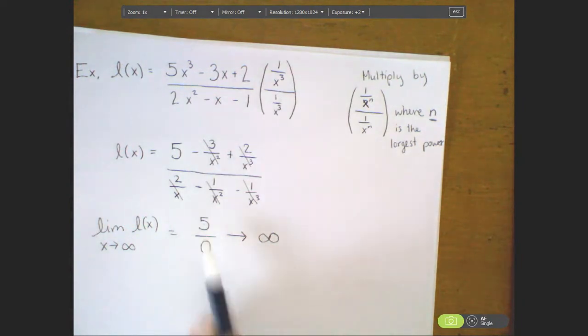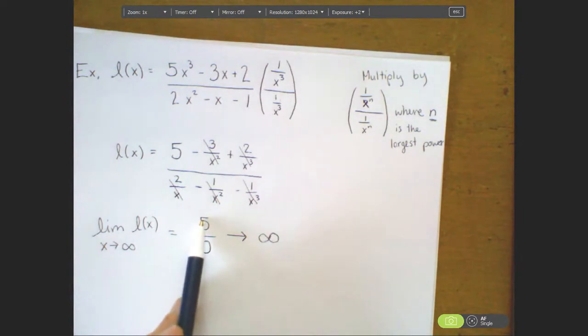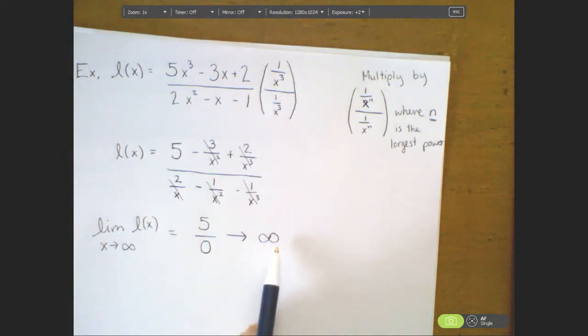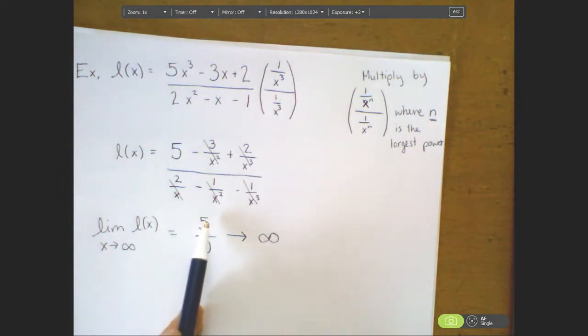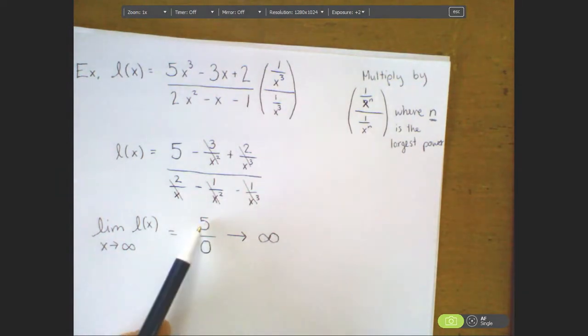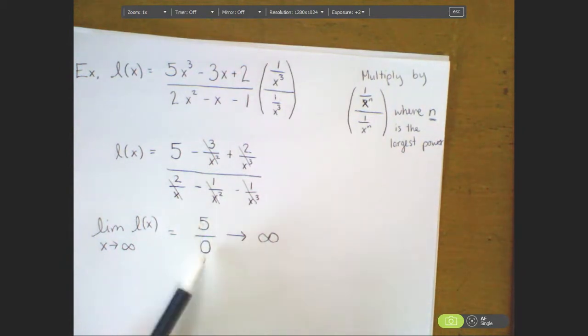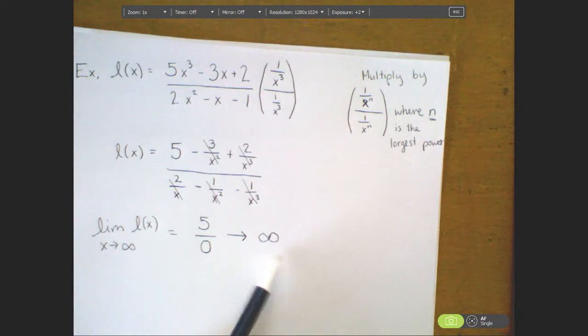Because this is the same question as asking how many children, if I have 5 jelly beans and I give each child 0 jelly beans, how many children can I give jelly beans to? Well, I'm giving it to an infinite number of children because every time I give a child 0 jelly beans, I'll always have 5 remaining. So this is our indeterminate, well, it's not an indeterminate form, pardon me. This is our form where it shoots off to infinity.